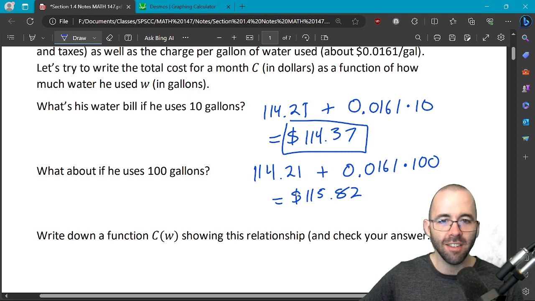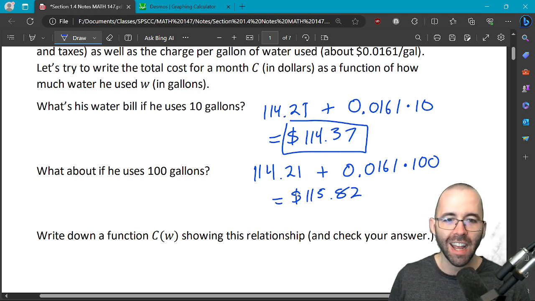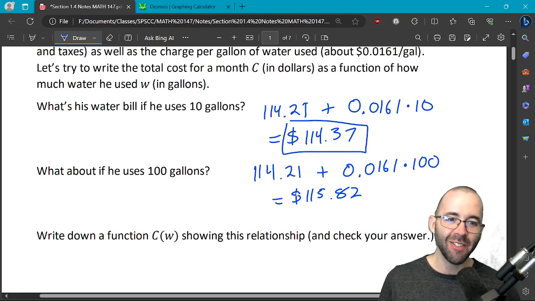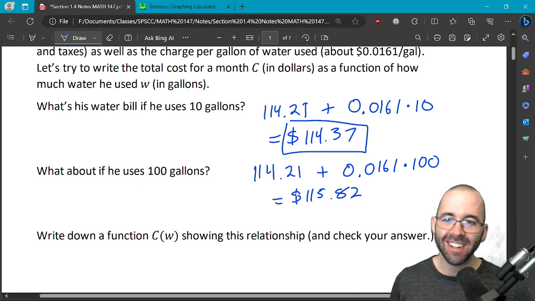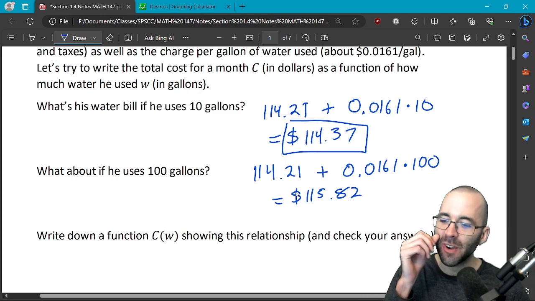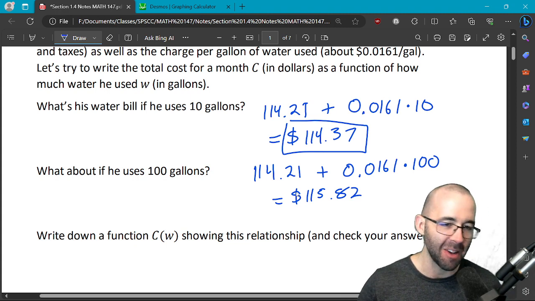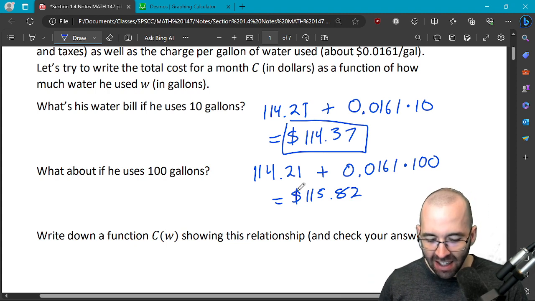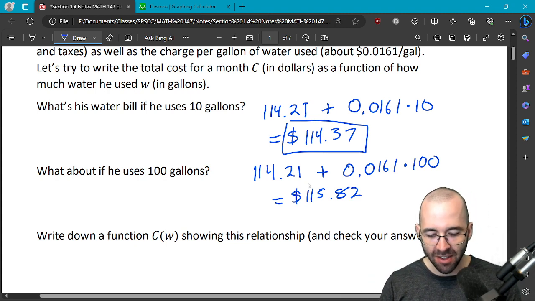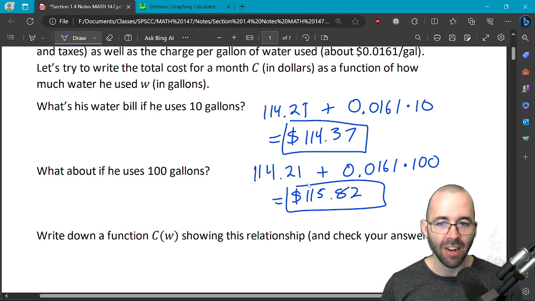Even if I use 100 gallons, it only goes up by $1.50, which is how my water bill works. It doesn't matter how much water I actually use. The water bill is basically the same. All right. And so now I think we've got the pattern, right?